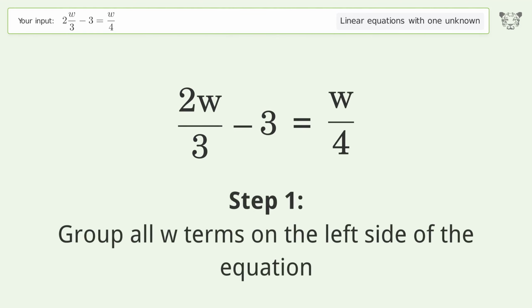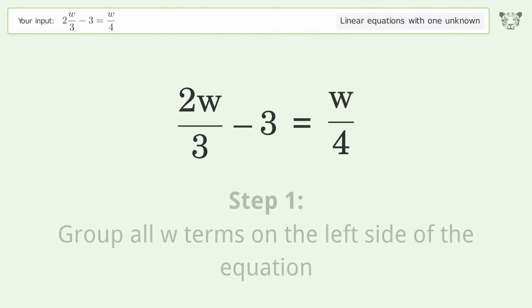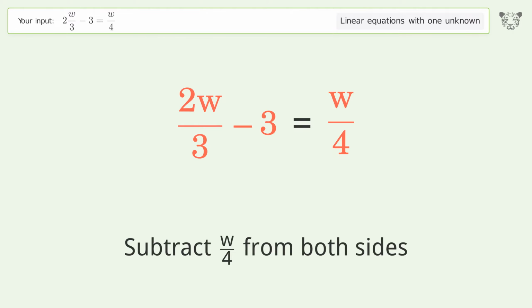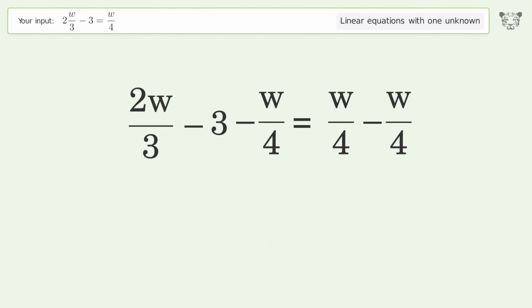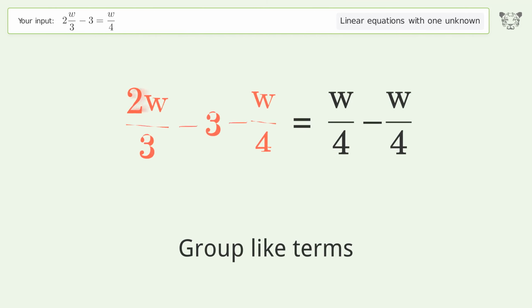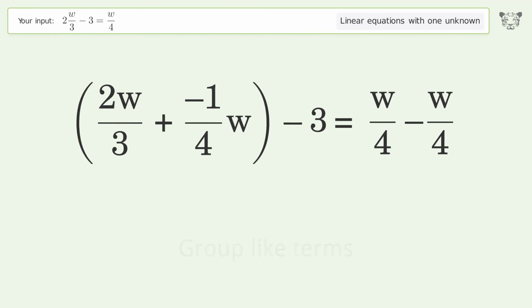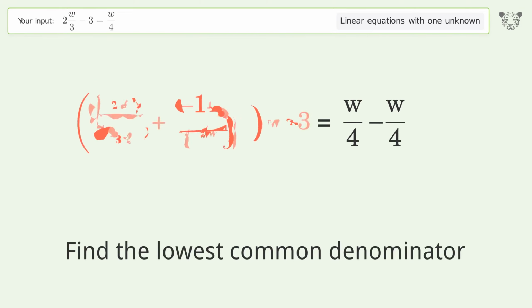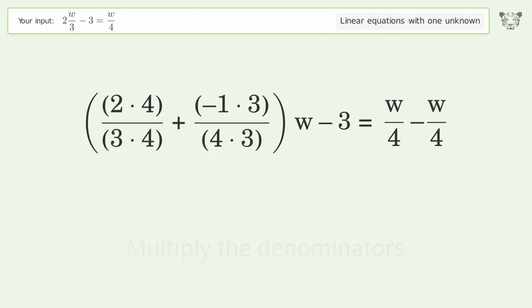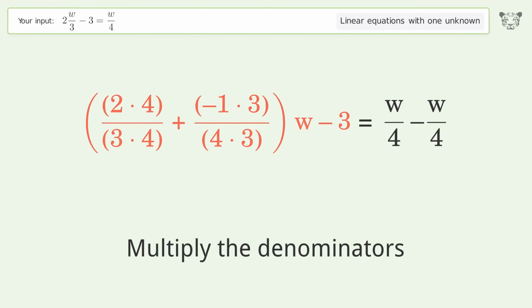Group all W terms on the left side of the equation. Subtract W/4 from both sides. Group like terms. Find the lowest common denominator. Multiply the denominators.